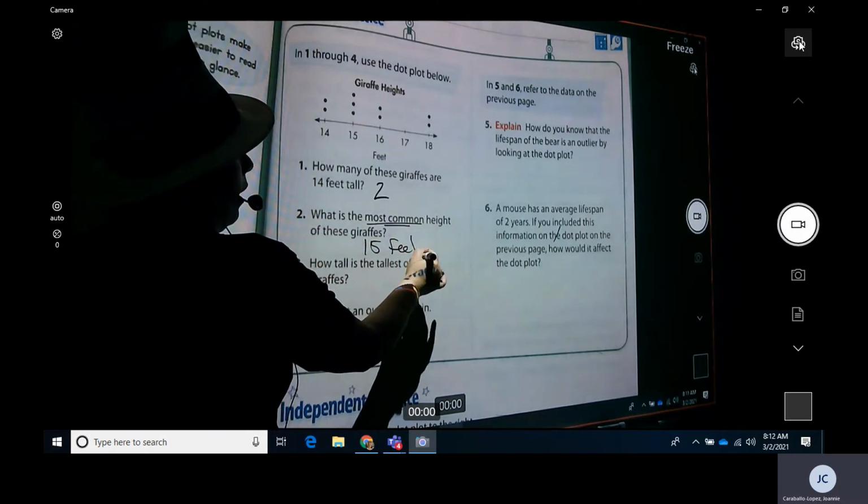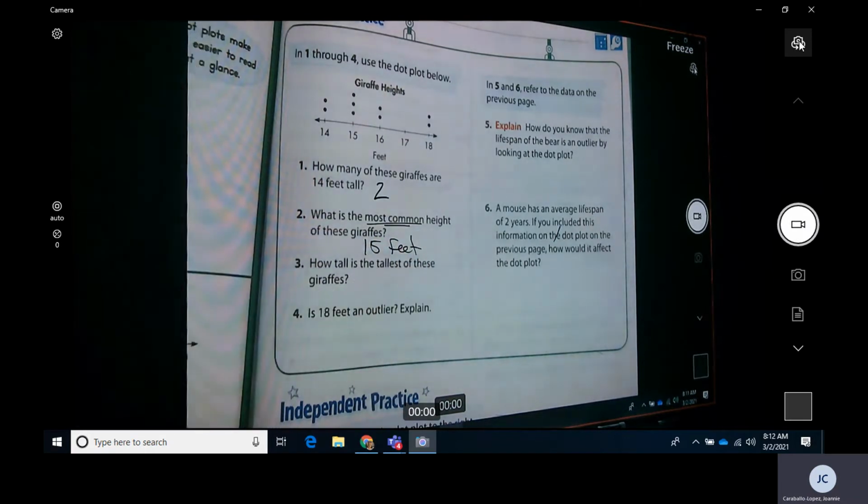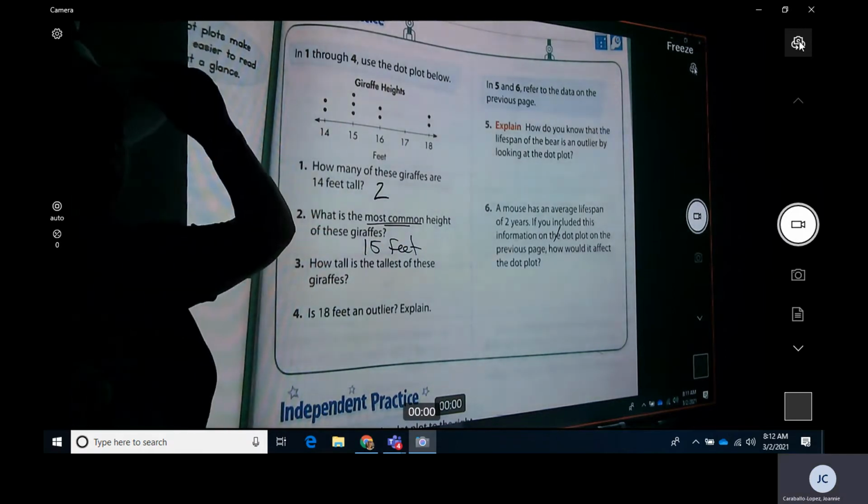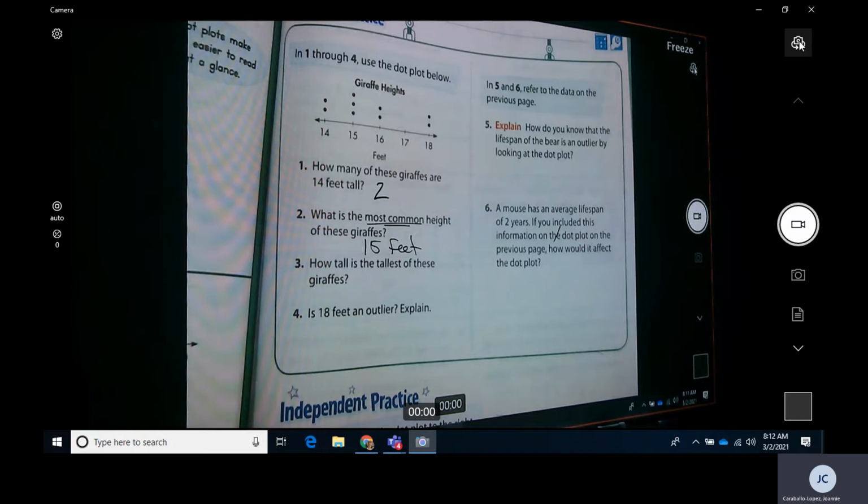Why? Can you tell me why? Jonathan. Because it has the most amount of giraffes represented, right? ¿Tenías una pregunta, Marlon, o querías decir algo? ¿Qué ibas a decir? Okay, perfecto.